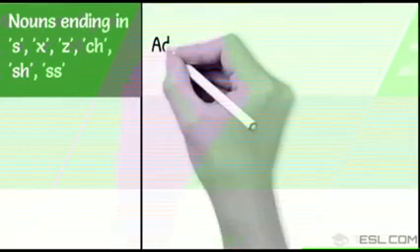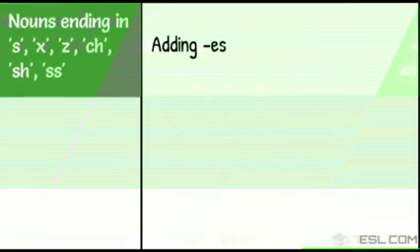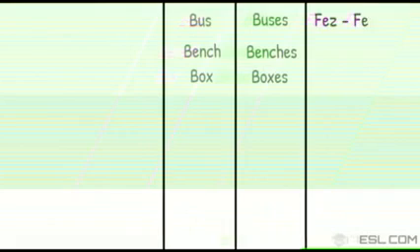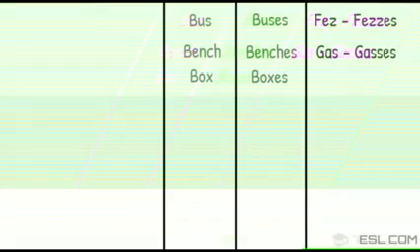Nouns ending in s, x, z, ch, sh, or ss add es. Bus, buses. Bench, benches. Box, boxes. Exceptions, fez, fezzes. Gas, gases.